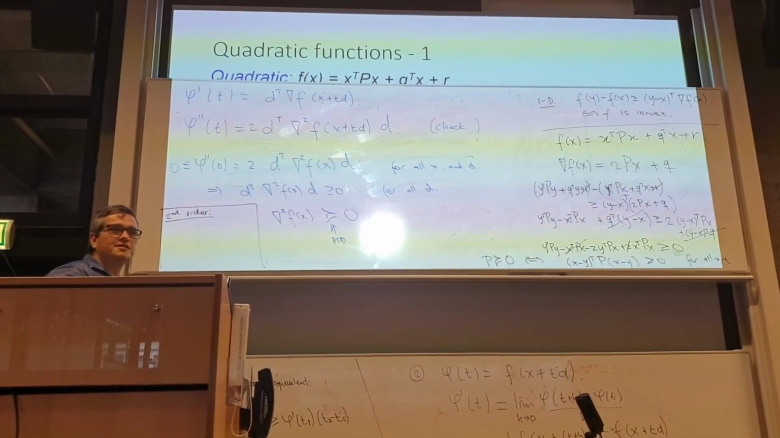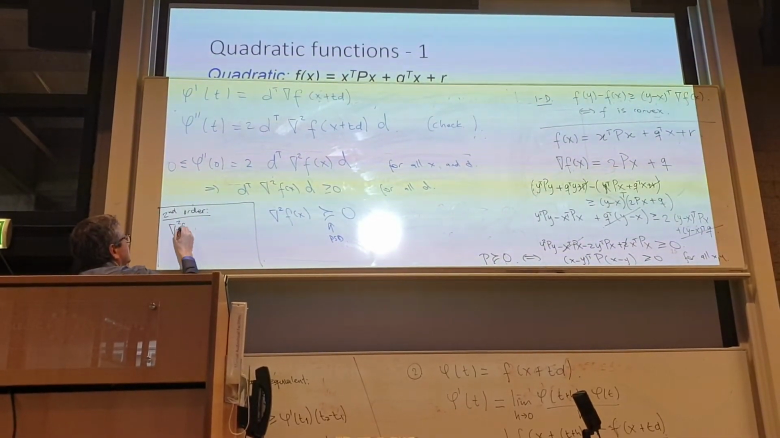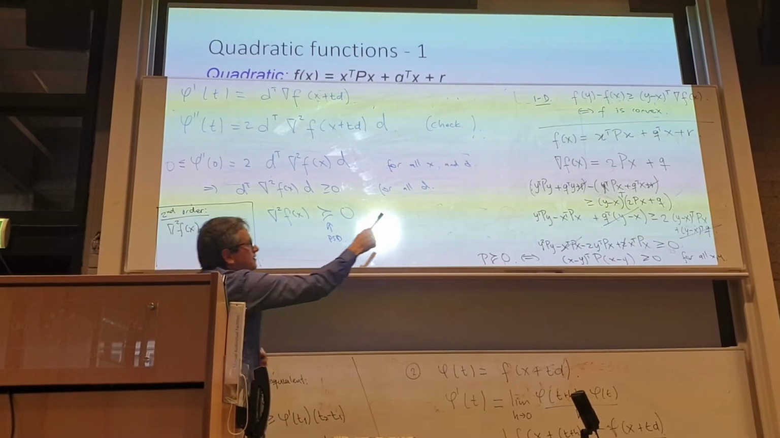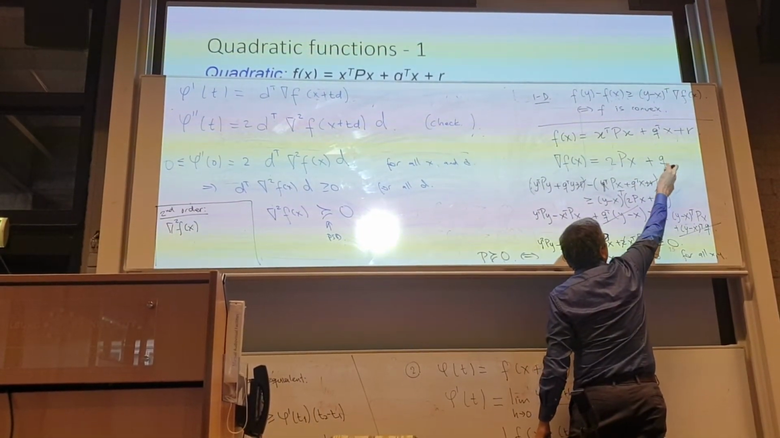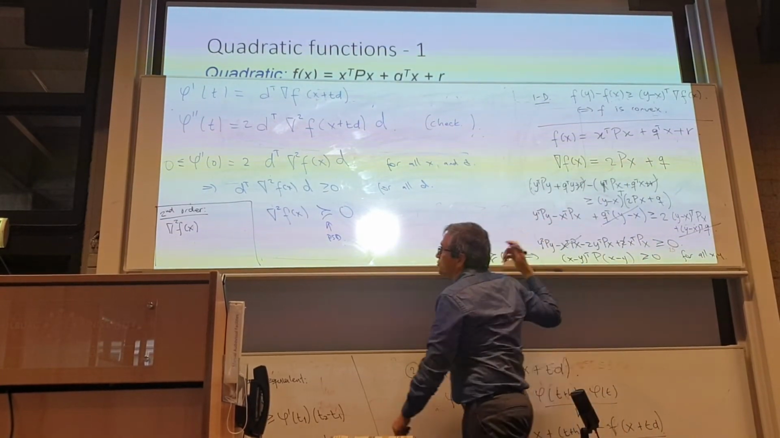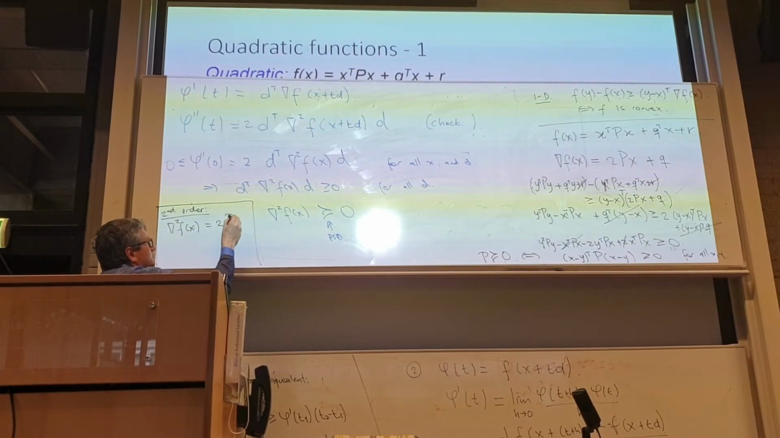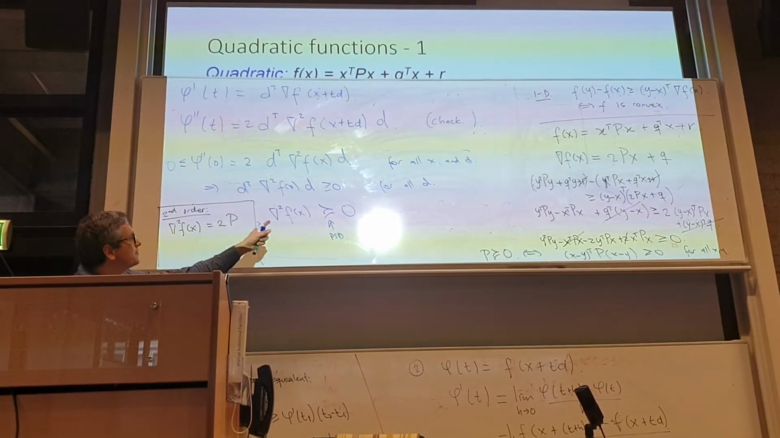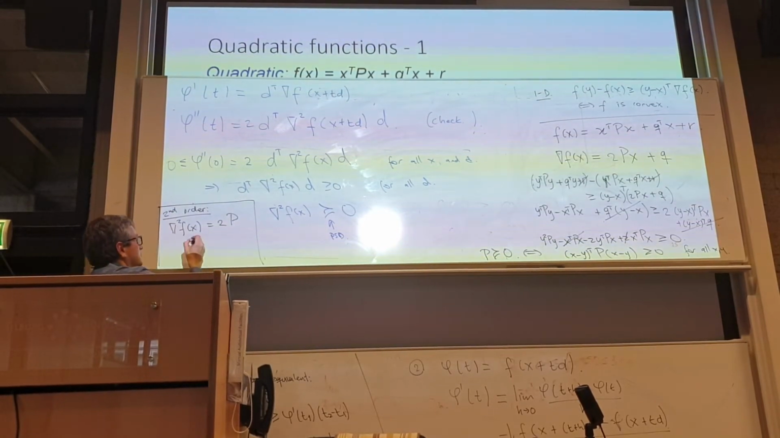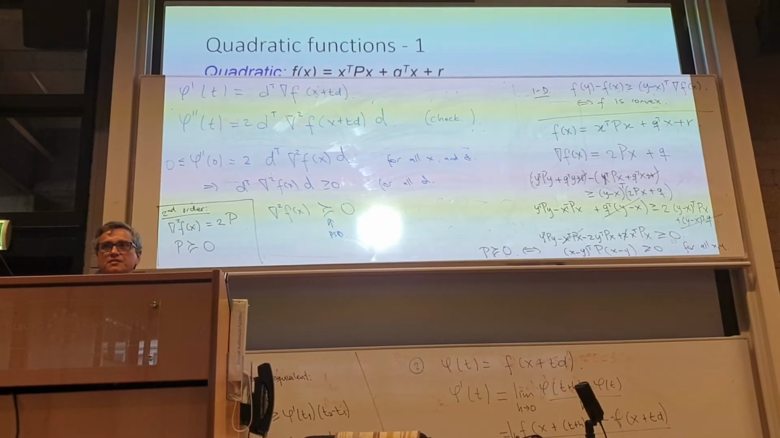I need to compute the Hessian. Now, what is the Hessian here? We have the gradient here, 2Px. Q doesn't have x, so the Hessian is just 2P. And then the function is convex if and only if the Hessian is PSD, and 2P is PSD if and only if P is PSD.